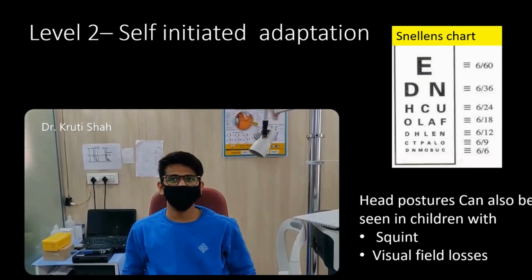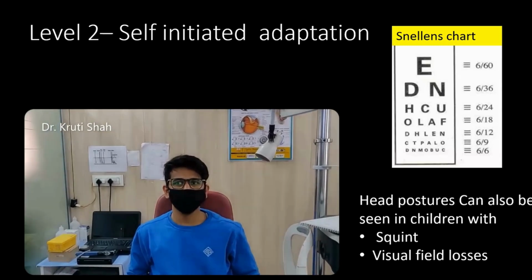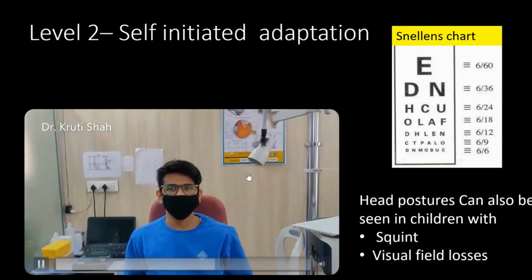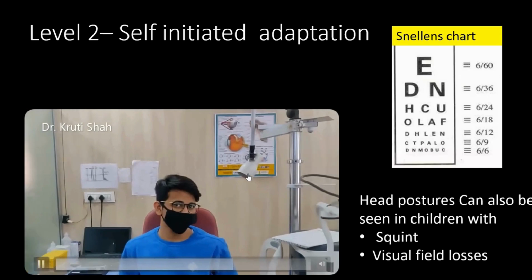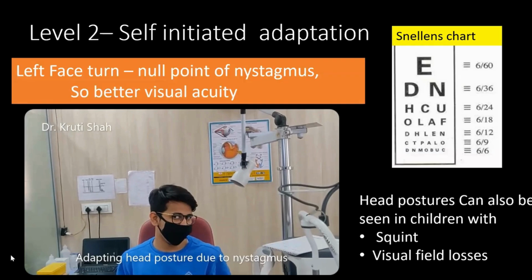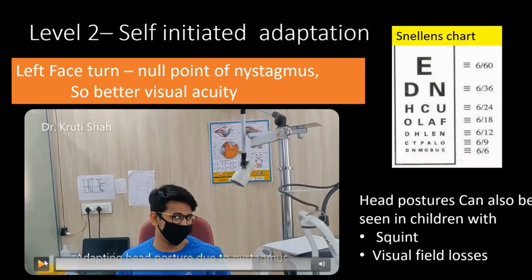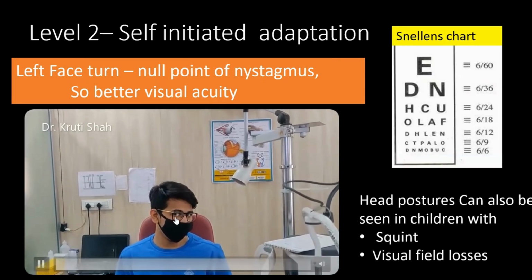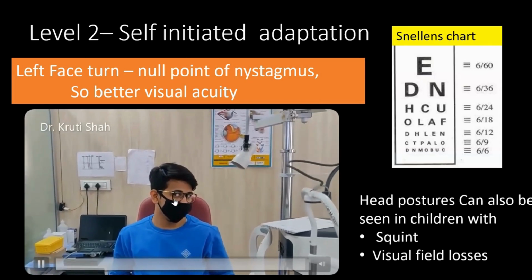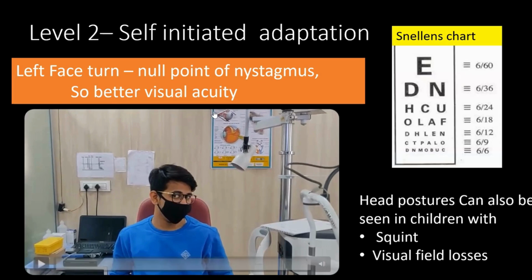So he's reading the first 3 lines with his head straight, the 6/60 to 6/24. Now he's finding difficulty and he's telling me, "Ma'am, I'm not able to read." So he adapts a face turn to the left. There he reaches a null point of nystagmus. You would see the movement of the nystagmus is decreased. The movement of the eyes is decreased, the frequency and the amplitude, and this results in better visual acuity.